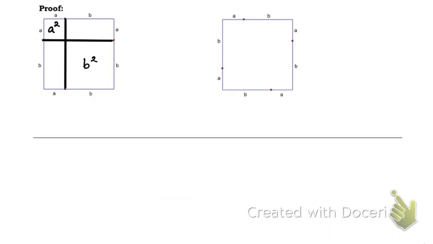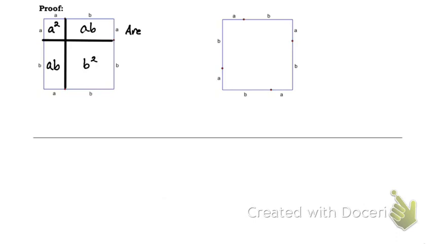Who wants to take a guess? Area? A times B. So this would be A times B, or AB. And this is the exact same size, because we have a side that's A, a side that's B, so this is also going to be A times B.